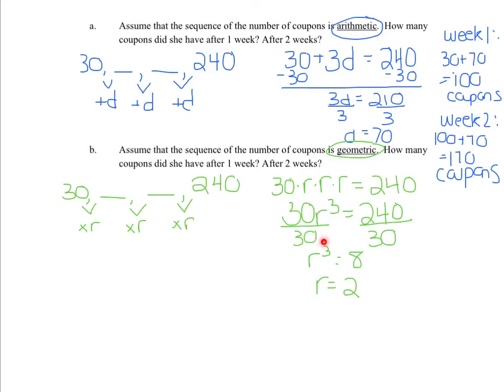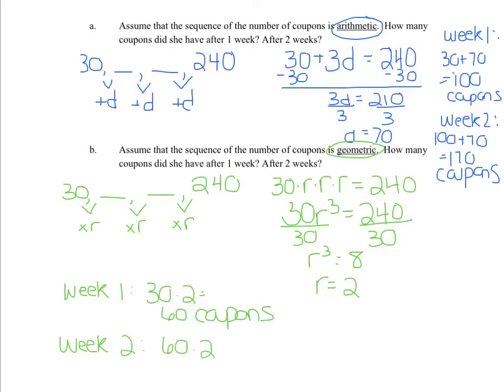But to finish this question, after week 1, we have 30 times 2, which is 60 coupons. With week 2, we have 60 times 2, which is 120 coupons. And that's how many coupons we have after week 1 and week 2.